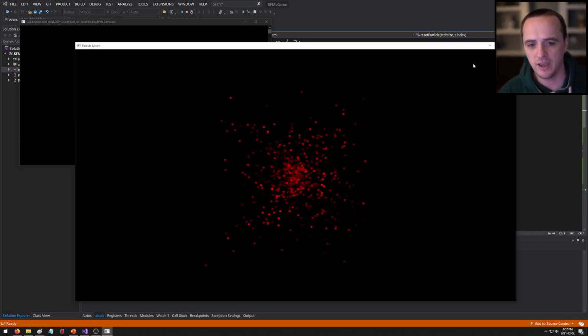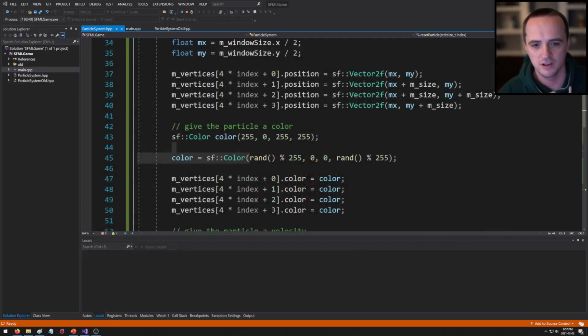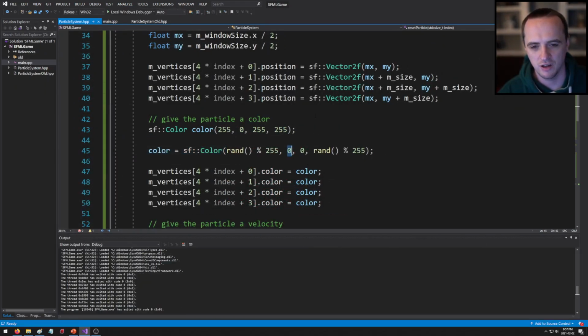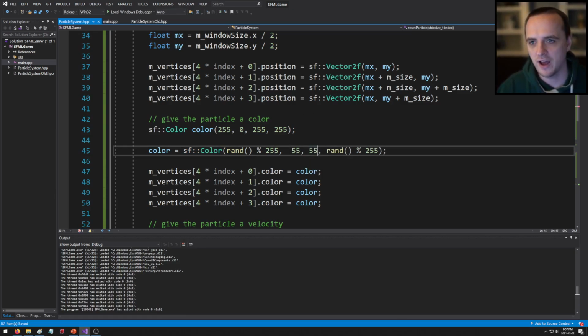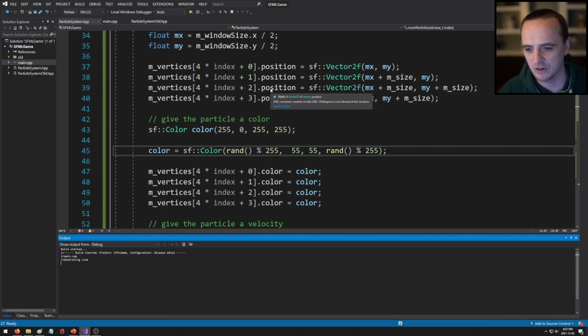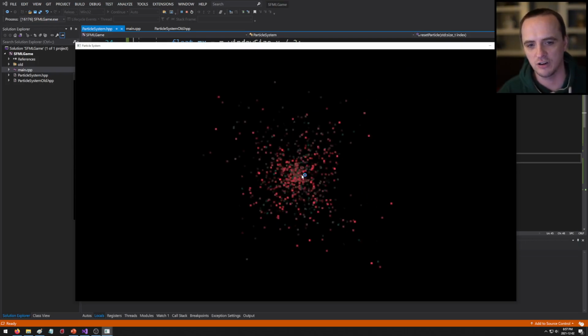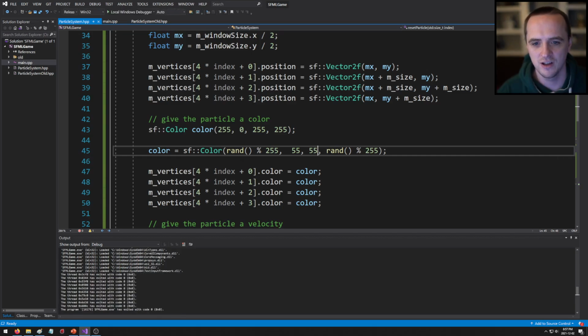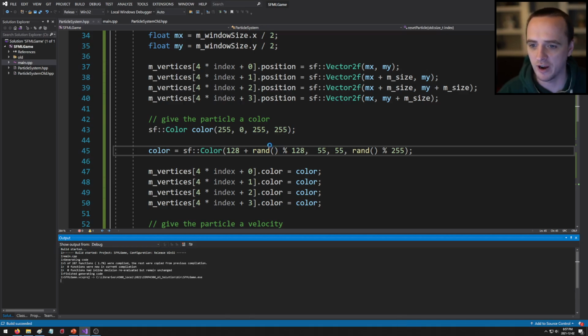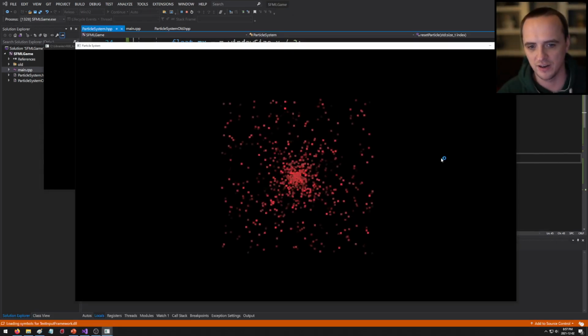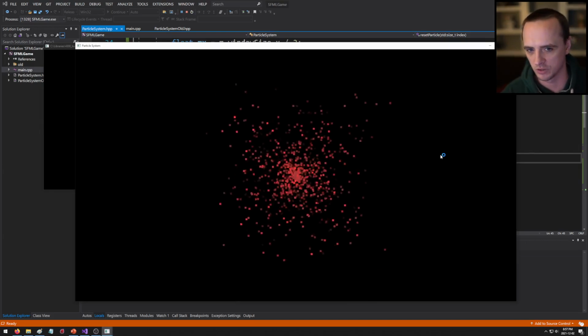And you might say, okay, that's pretty dark. So instead of it being so dark, let's say I want at least 55 here so that it just brightens up everything a little bit. And so you can go through and tailor your colors, but now I've got some grays in there. So maybe I actually want 128 plus rand mod 128 for my red color. So now we should have brighter, truer reds in here, right? So now maybe it's more of what you were looking for.